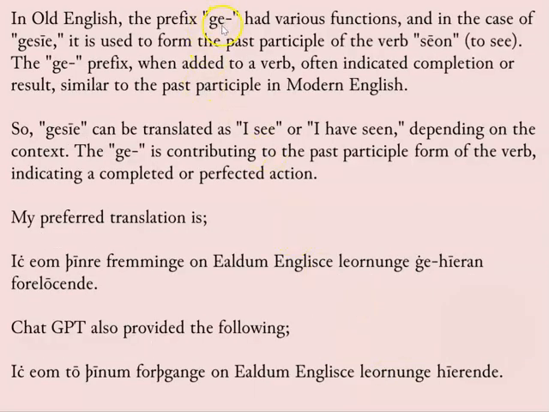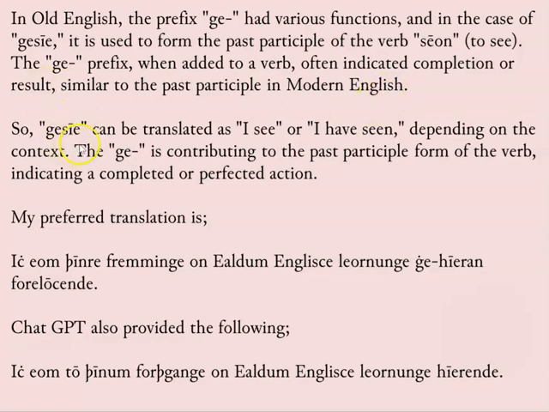In Old English, the prefix "ye" had various functions, and in the case of "yesia", it is used to form the past participle of the verb "seon", to see. So past participle means ongoing action in the past. The "ye" prefix, when added to a verb, often indicated completion or result, similar to the past participle in modern English. So an action completed in the past, even though it may be ongoing in the present.